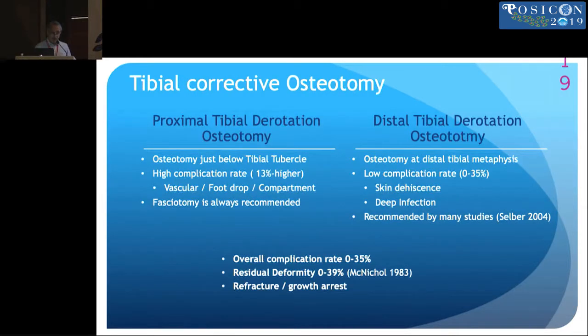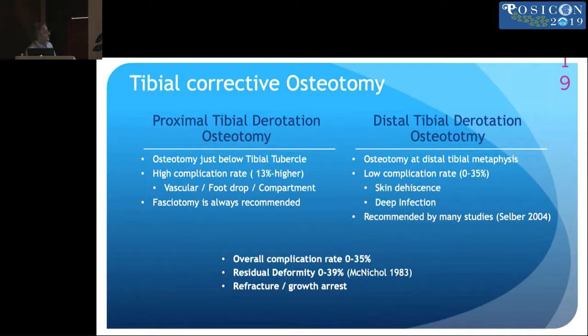So again, a tibia has two metaphyses, therefore two schools of thought. Some people like to do a proximal tibial derotation osteotomy, and the osteotomy is just below the tibial tubercle, but it has a high complication rate, and these complications can be quite devastating. So you can have a vascular injury, a foot drop, a compartment syndrome, so therefore a fasciotomy is always recommended.